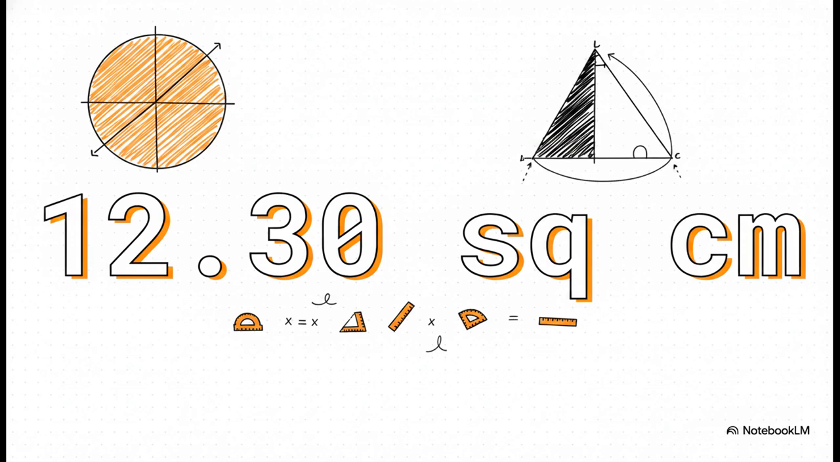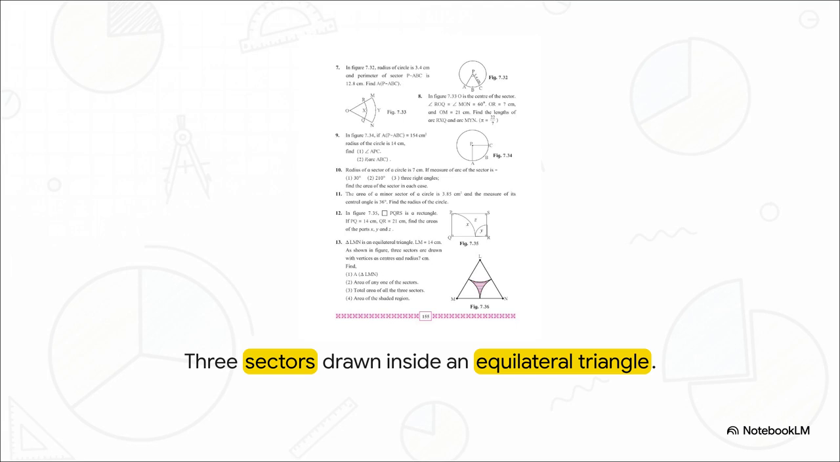Well done. Before we wrap up our explainer today, I want to present you with one final very intriguing puzzle. Here we have a large equilateral triangle with side lengths of 14 centimeters. Inside, using the corners as center points, 3 sectors have been drawn, each with a radius of 7 centimeters. Look closely at that beautiful pink shaded region trapped right in the middle.